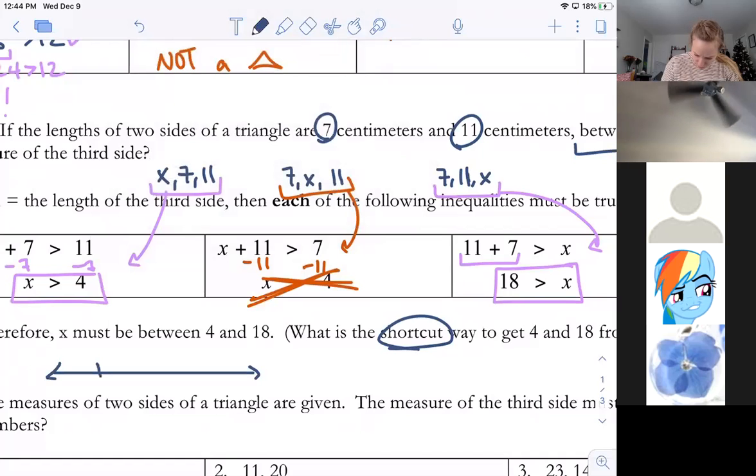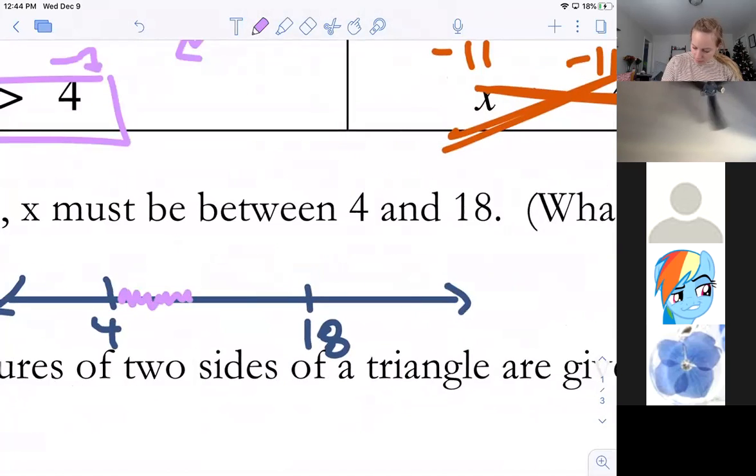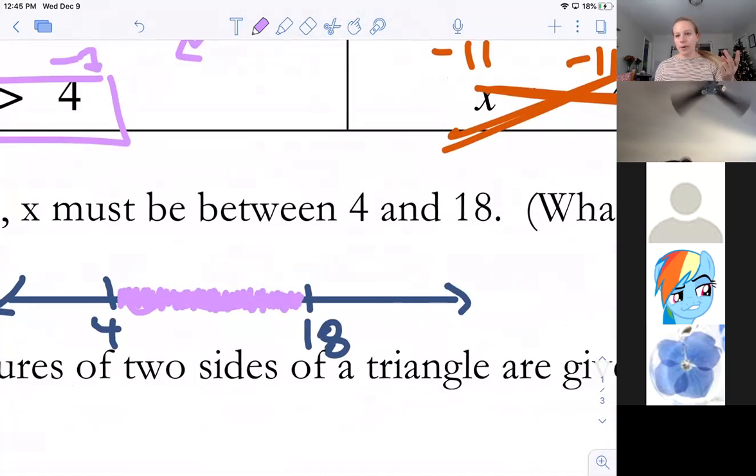So my numbers are 4 and 18. X must be greater than 4, but X must be smaller than 18. So I'm looking at all of the space in between them. Now, when we draw on a number line, we always use open or closed circles. Which one am I going to use here?